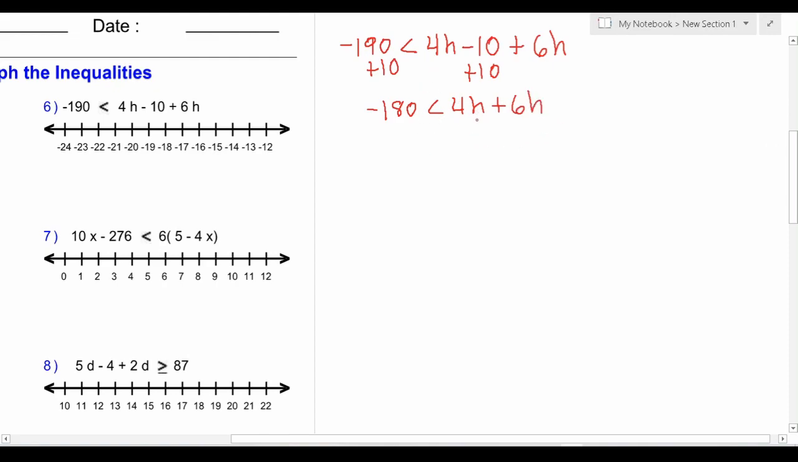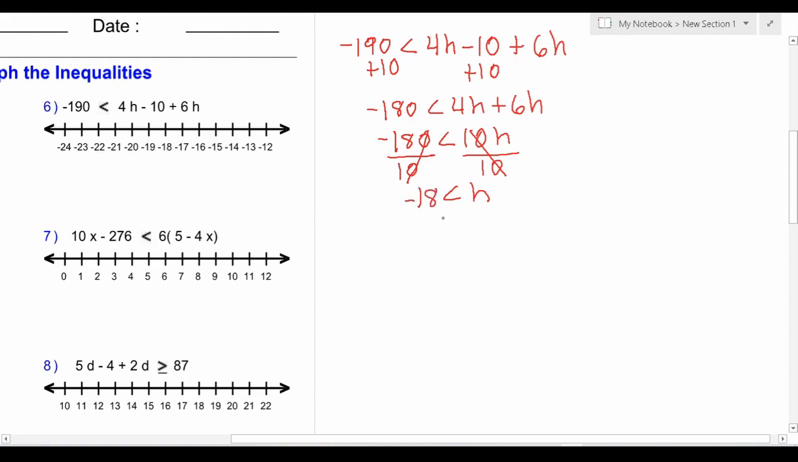Again, we can combine 4h and 6h since those are like terms, so let's go ahead and do that as our next step. 4h plus 6h is going to be 10h. And again, we're trying to get h by itself, so let's divide both sides by 10. That crosses out, leaving us with just h on this side. Negative 180 divided by 10. We can cross out these zeros, which leaves us with negative 18 divided by 1. Anything divided by 1 is just itself, so we know this is going to be negative 18.